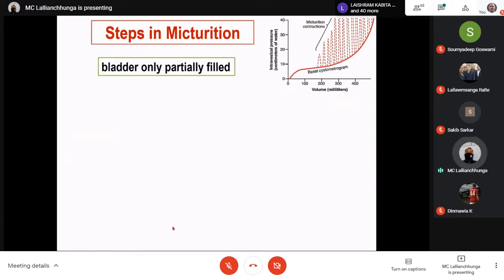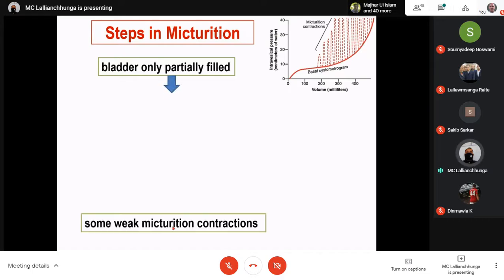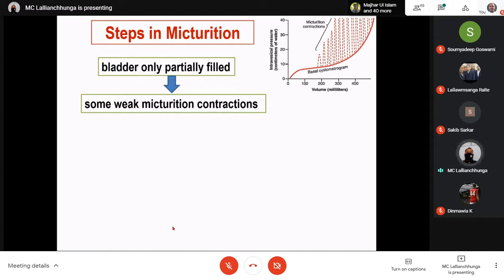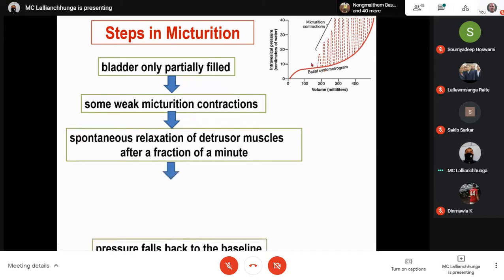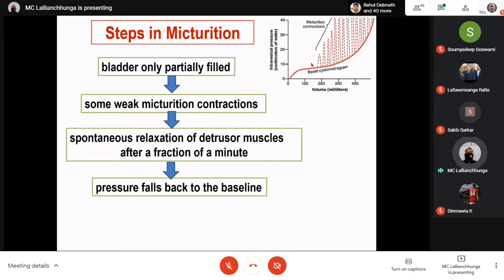Let's see, bladder only partially filled. So initially the volume of the urine will be less. Okay, that means the bladder has started filling itself with urine, and we can see initially some weak micturition contractions when the volume is low. Okay, but as you can see from the diagram, here it will reach a peak and then it will relax. Okay, like that. This is the contraction, and then the pressure falls back to the baseline. As you can see, pressure falls back to the baseline.